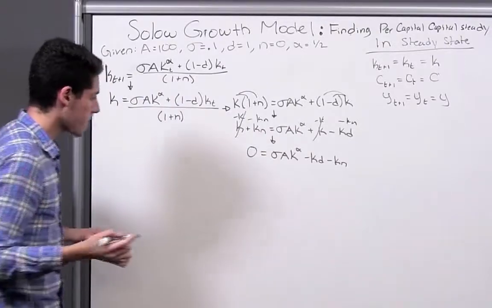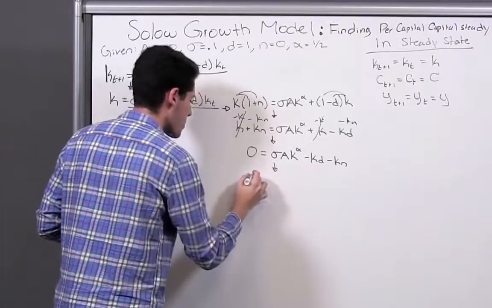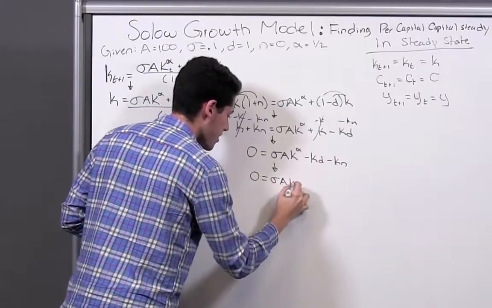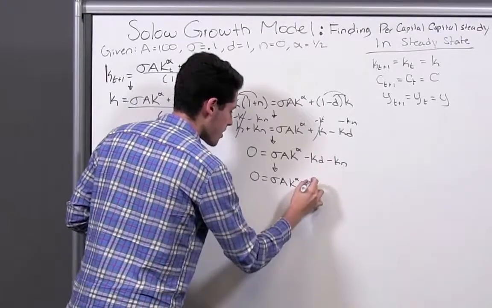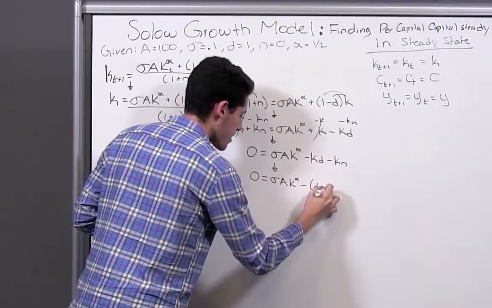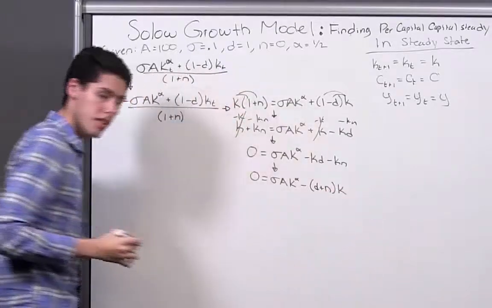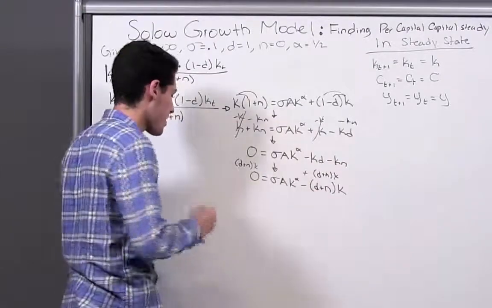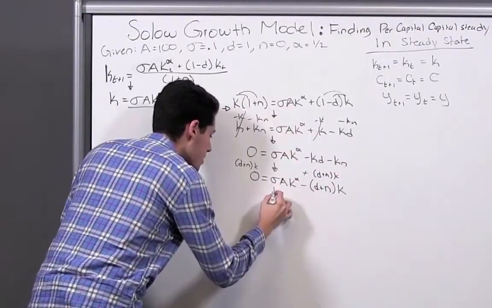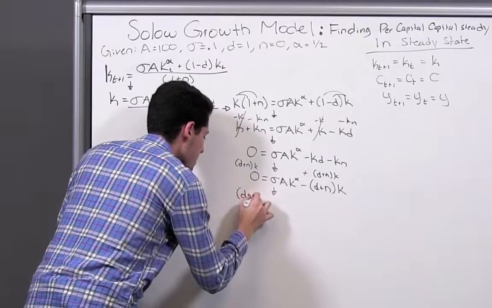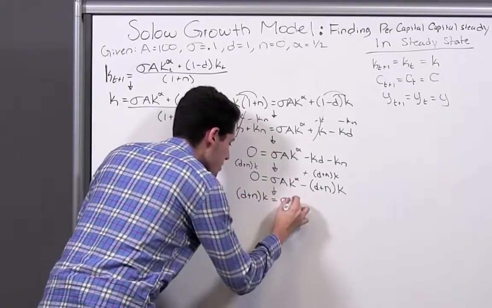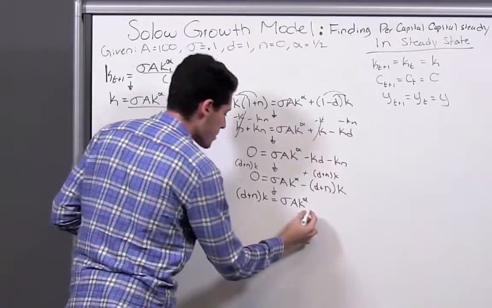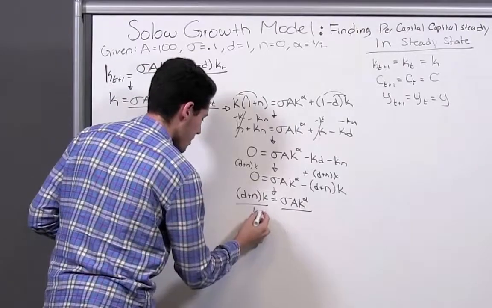And from there, we can do another mathematical trick where we put the Kd and the Kn together, essentially: (d plus n)K. So we're going to add (d plus n)K to both sides, which brings us to (d plus n)K is equal to sigma A K to the alpha. And from there, we're going to divide both sides by K to the alpha.